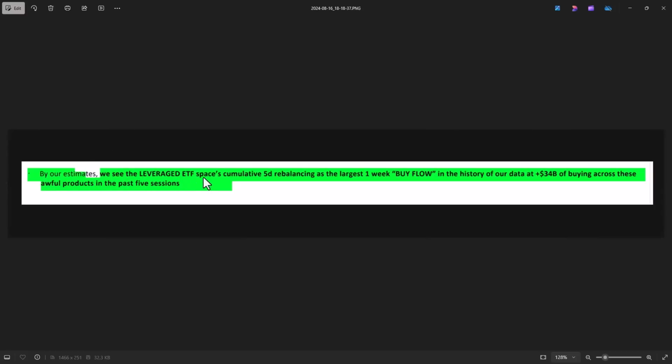By our estimates, we see in the levered ETF space 5-day rebalancing, the largest one-week buy flow in the history of our data set, $34 billion buying across these awful products in the past 5 years. Tell me how you feel about them. But it's very difficult to look at this and not think that there's got to be more behind this, or you just think that that's it and then they're just going to stop. I'm interested in your comments on this.